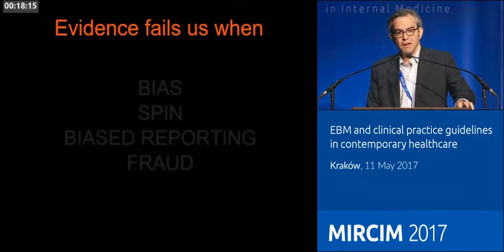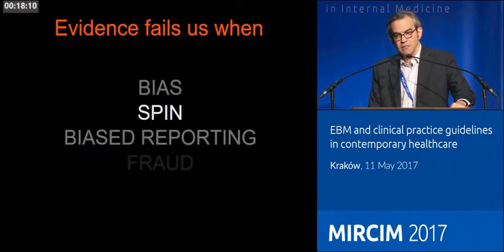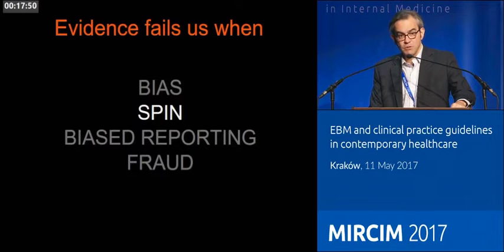However, evidence may fail us, and evidence can fail us in a number of ways, and these are four central ways in which evidence can fail us. Bias, and we've discussed this morning, spin, which we'll be talking about now, biased reporting, which is when the evidence that we think we know is only a partial representation of the evidence that is, and of course fraud, which is fortunately still very rare, and not something we're going to be discussing today.